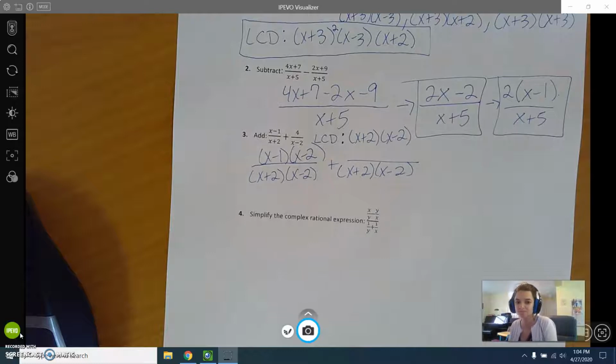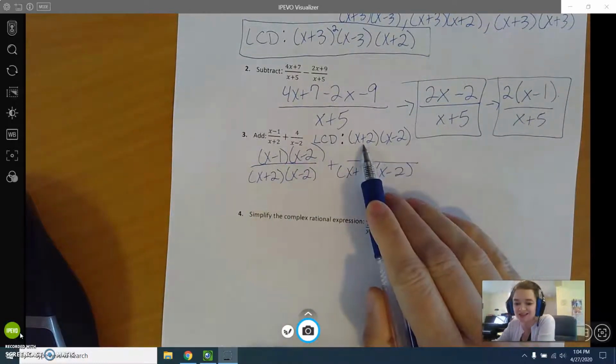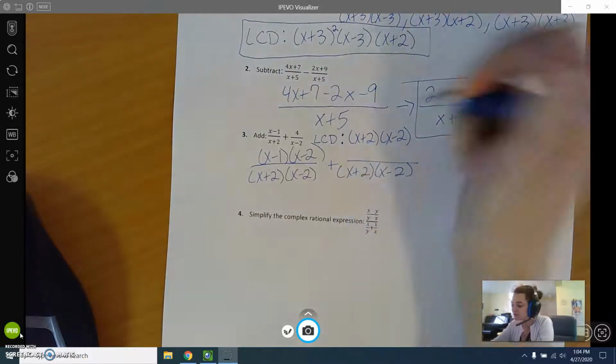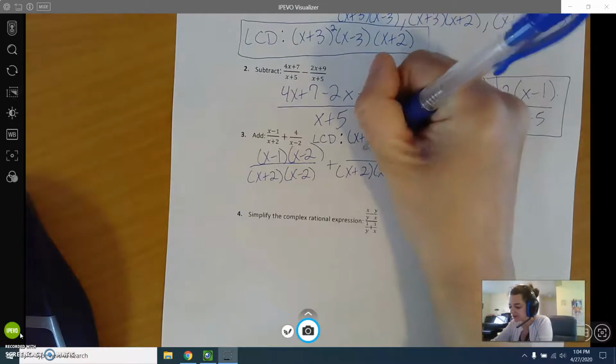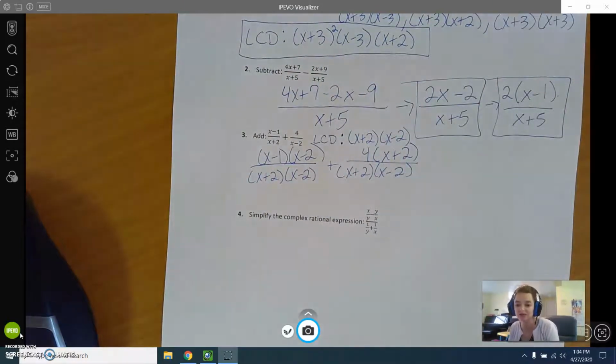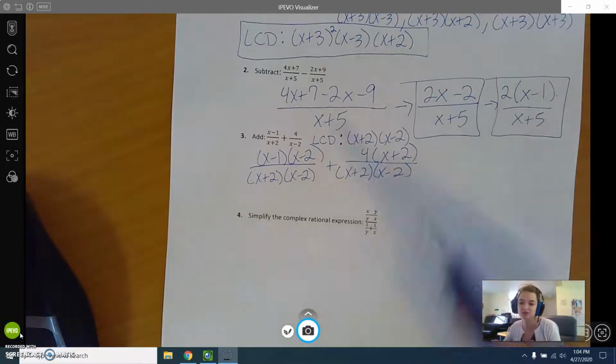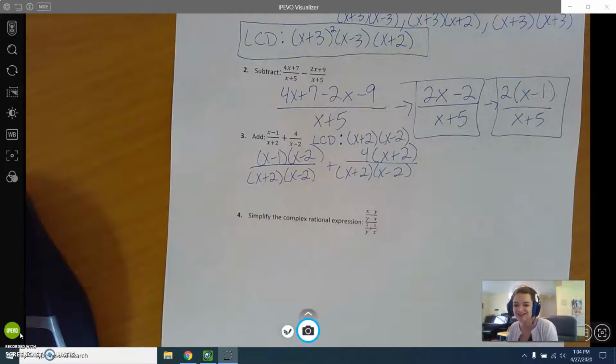Okay? In the second one, it has an x minus 2, and so it's missing the x plus 2. So that's what I'm going to multiply in. So I'm going to have the 4 that's already there, and multiply by the x plus 2 that it's missing from my list. And you're multiplying by x plus 2 over x plus 2, that's why it works out okay, is you're multiplying by 1.